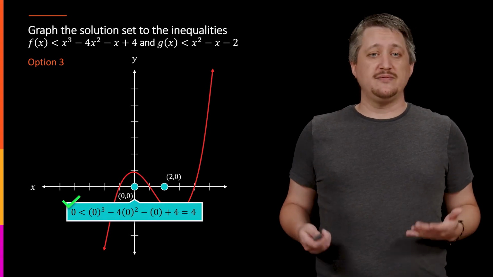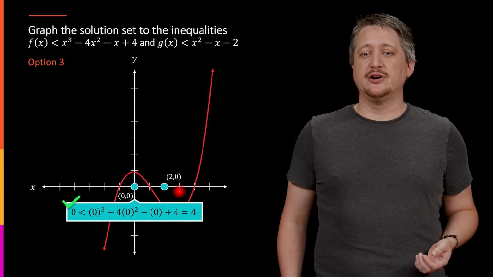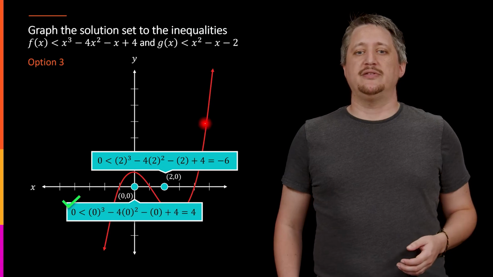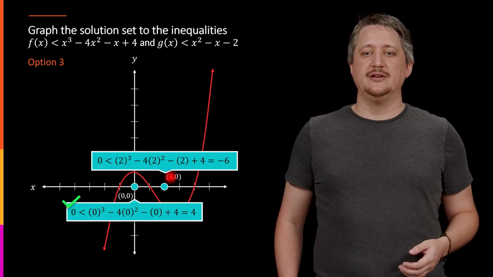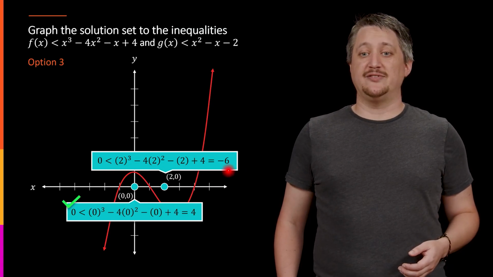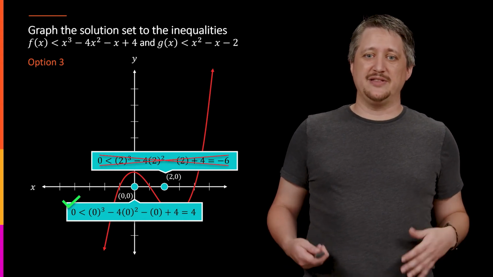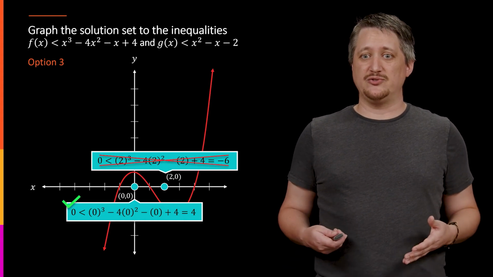So the other one, same idea. The y value is 0, so I'm going to have 0 on the left, and then I'm going to plug in 2 for x and calculate. And if I do that, I end up with 0 less than, plug this in and calculate, -6. 0 is not less than -6, so that tells me that this one is not part of the solution set.